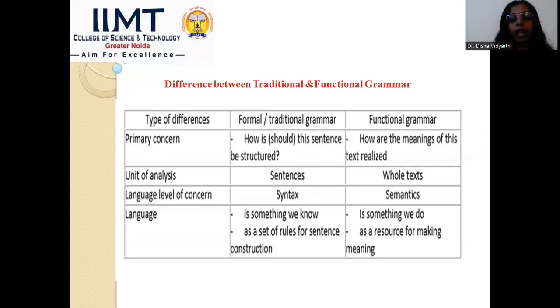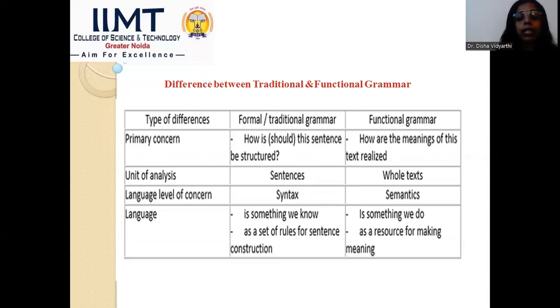Now see, unit of analysis. When, on the basis of both grammars, we analyze that text or the spoken words, in traditional grammar, the unit of analysis is sentences. First we have to put all the words in the correct criteria of the grammatical rules, and the correct sentences are formed, and eventually those correct sentences sum up in a whole or larger text. So the sentence is the main unit of analysis in traditional grammar.